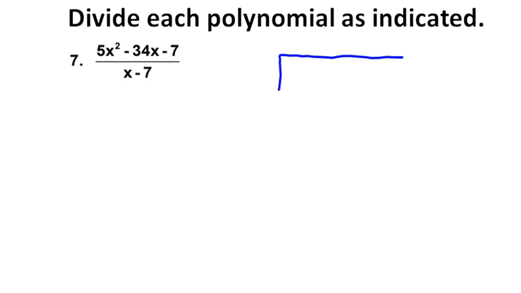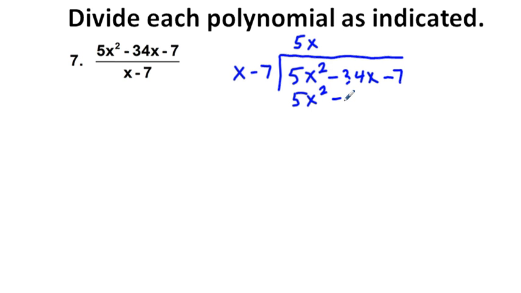Okay, let me go ahead. 34x minus 7. We're dividing that by x minus 7. Okay, we take 5x squared divided by x, we get 5x. 5x times x is 5x squared. And 5x times negative 7 is going to be negative 35x. And we go down and subtract.